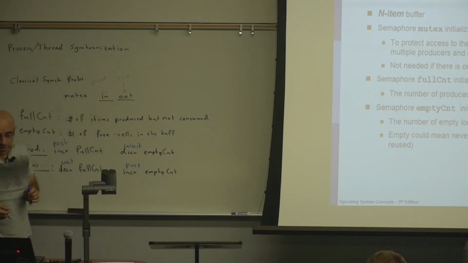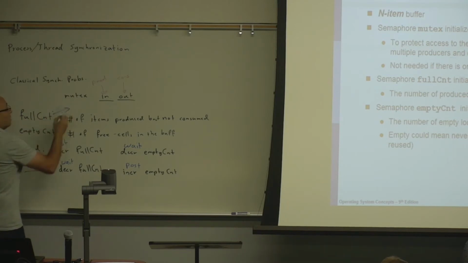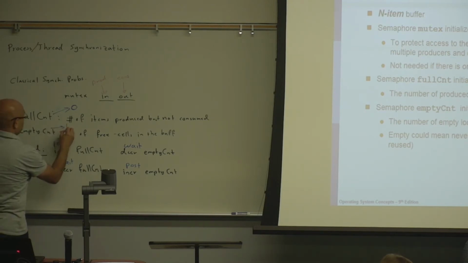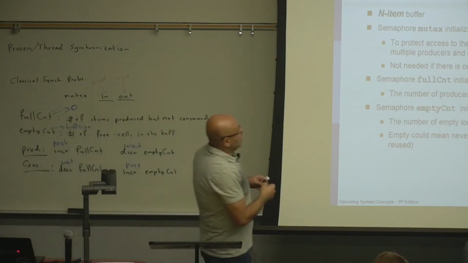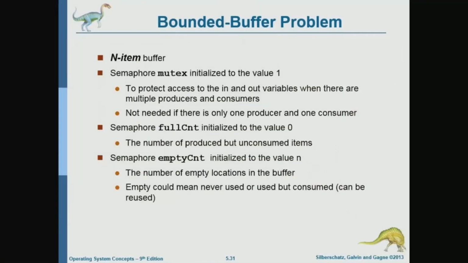Now we can understand, so we can look into the code. First of all, what are the initial values? What should be the initial value of full count? How many items do we have initially? 0. How many free cells do we have initially? Buffer size. Yes, exactly. So full count is initialized to 0 and empty count is initialized to n, which is the buffer size. By the way, we're doing all of this semaphore stuff in order to fill the buffer completely, no longer filling just n minus 1.